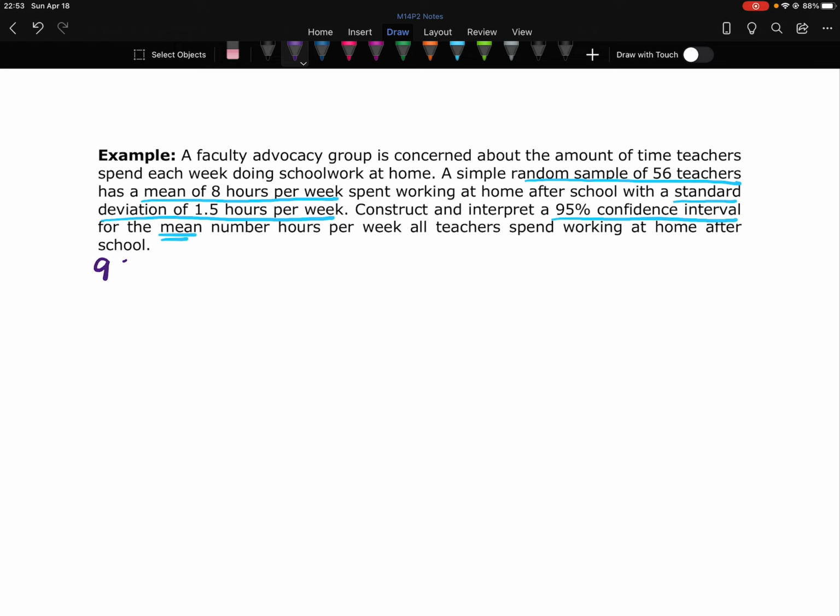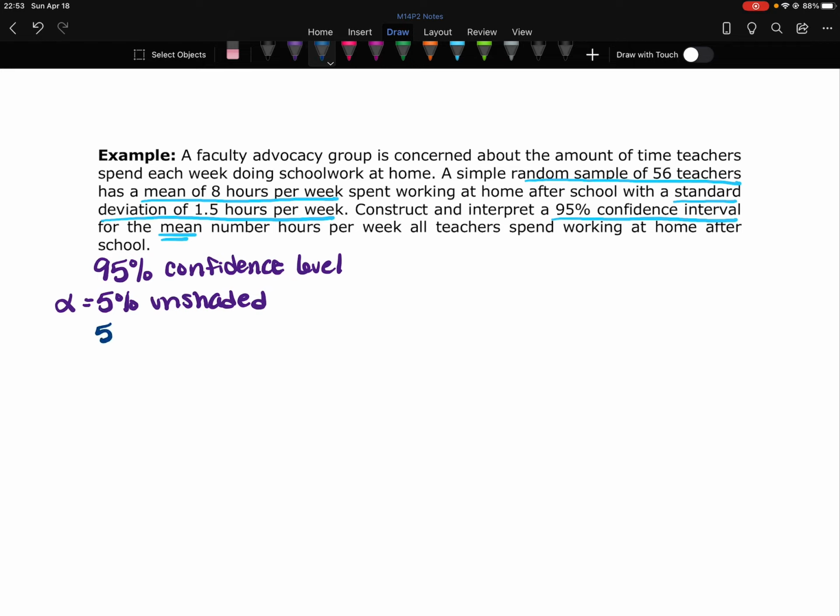So a 95% confidence interval, so that's our 95% confidence level, meaning 95% of my curve is shaded. That's the middle 95%. So 5% of my curve is unshaded. So 5% is our alpha.